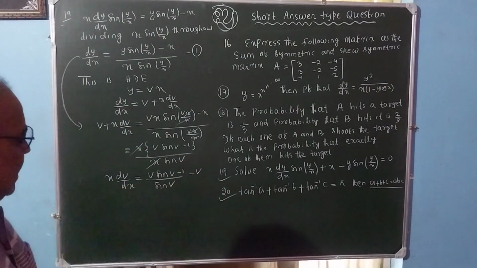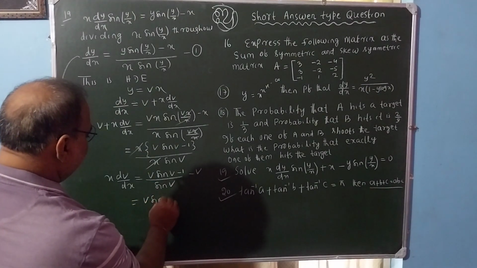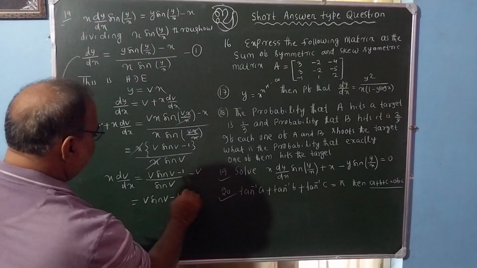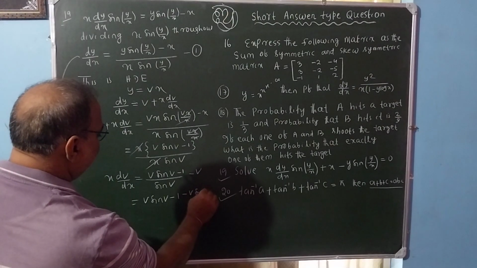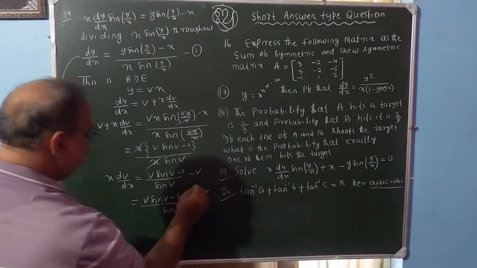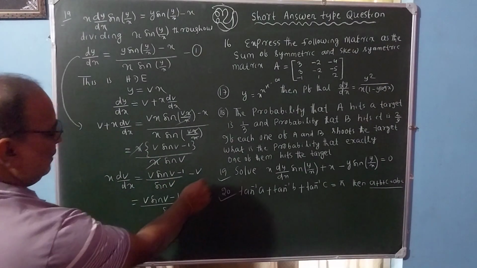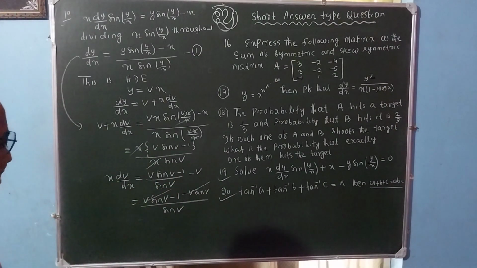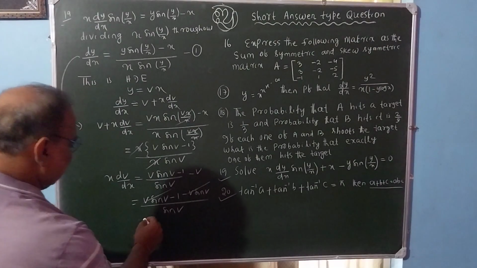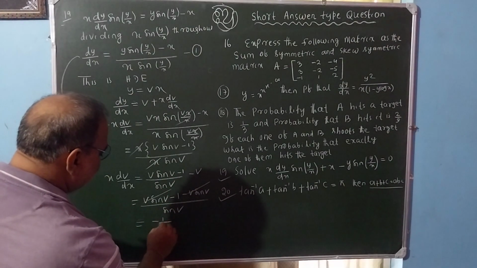Now taking the LCM, we get V sin V minus 1 minus V sin V divided by sin V. LCM we take. So V sin V plus minus cancel. So that is minus 1 by sin V.